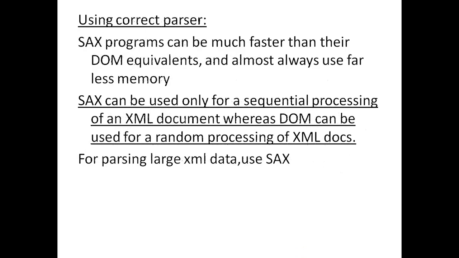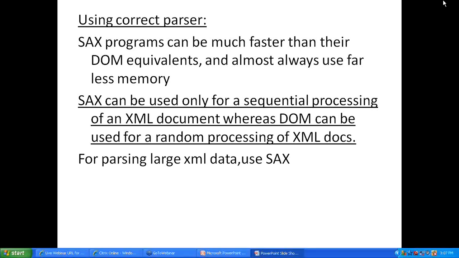Use of correct parser in our programs. See, there is a lot of debate about whether we should use the XML data at all or not. Suppose I have static data. I can always keep that data in a properties file, in a static XML file, or in a database. So you have to analyze the scope of your application. Where do you want to keep the static data?